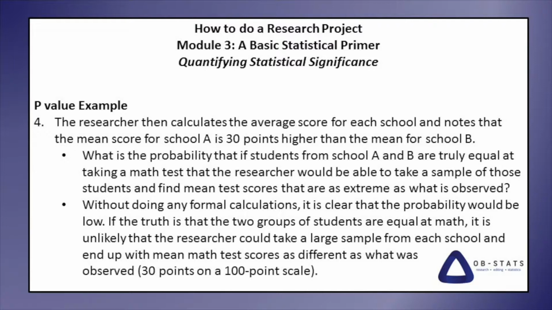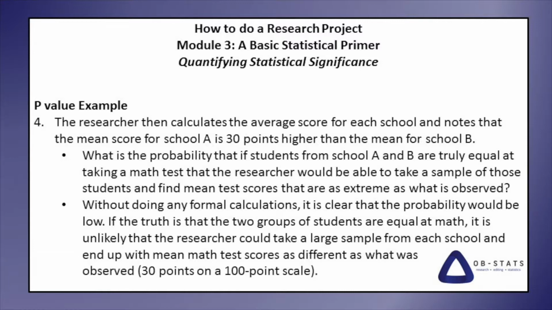At this point, what is the probability that if students from School A and B are truly equal at taking a math test, the researcher would be able to take a sample of those students and find mean test scores that are as extreme as what is observed? Without doing any formal calculations, it is clear that the probability would be low.